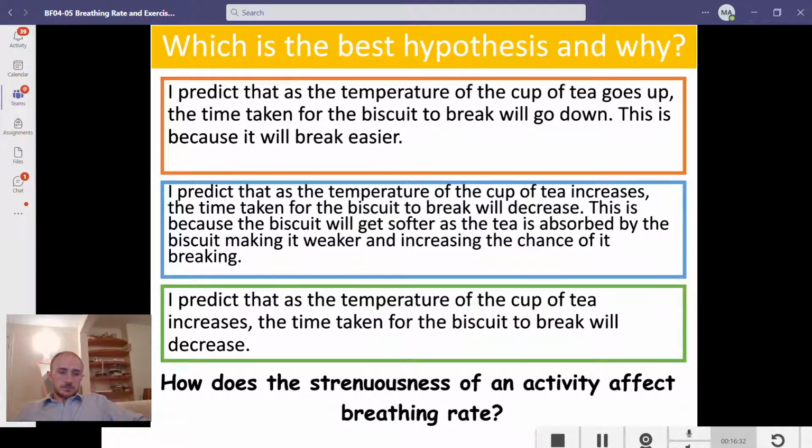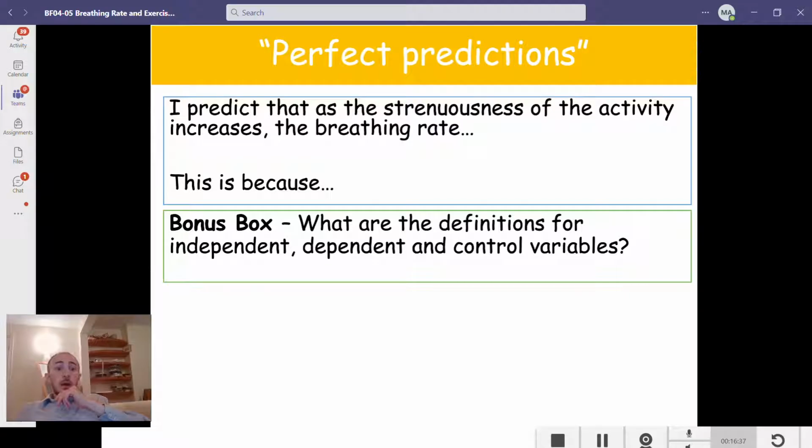Right. I predict that as the strenuousness of the activity increases, the breathing rate something. This is because, now to be honest with you, you should already have done this, so maybe I should put this up myself.